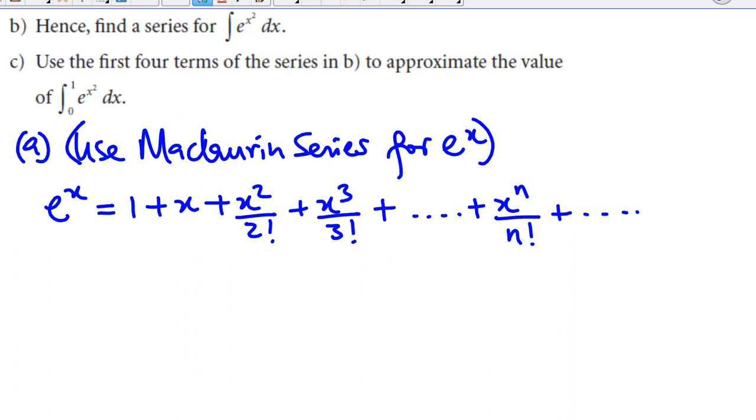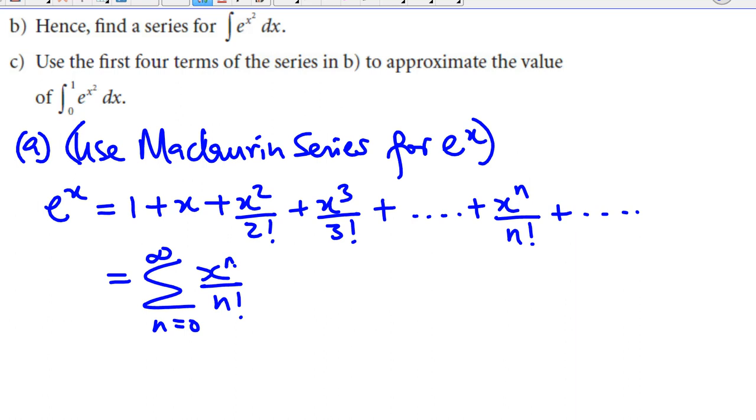So by inspecting, you can see that, and by the way, we can represent this as the sum from n equals 0 to infinity of x to power n over n factorial. All right, so this series can be expressed as that.